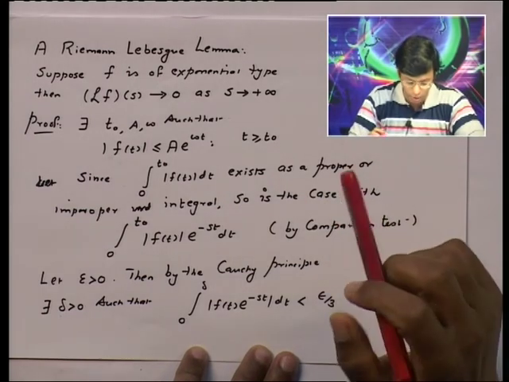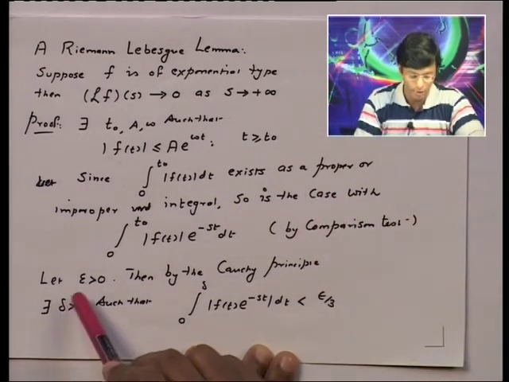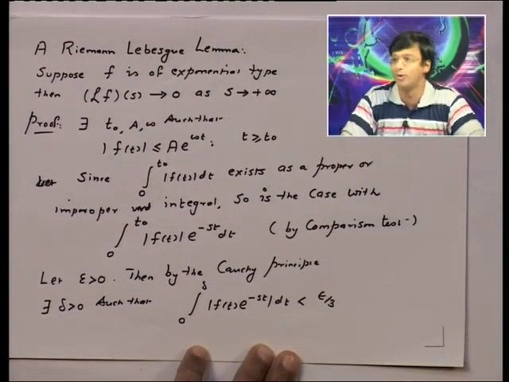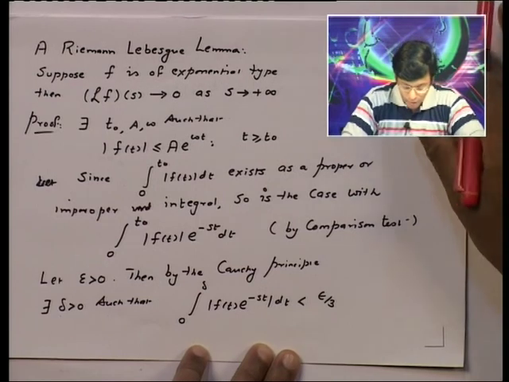So now what we will do is the following. Let us take an epsilon greater than 0. As always, we have to show something goes to 0. So let us take an epsilon greater than 0 and we have to produce an s naught such that the Laplace transform of f at s is less than epsilon when s is bigger than or equal to s naught. That is the usual thing.